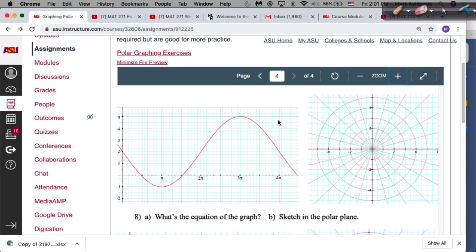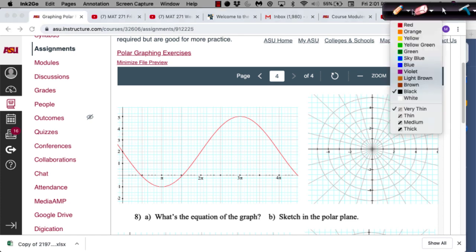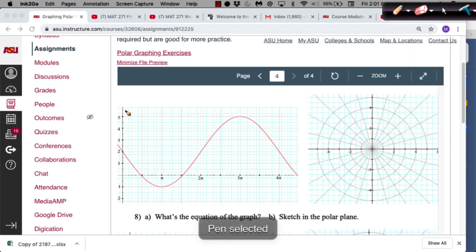Oh, first we got to write the function. So we look at the max, the min, the midline. What's the max? The max is 5. The min is -1. So that means our vertical shift is +2. And our amplitude, or our distance up and down from the midline, is 3.